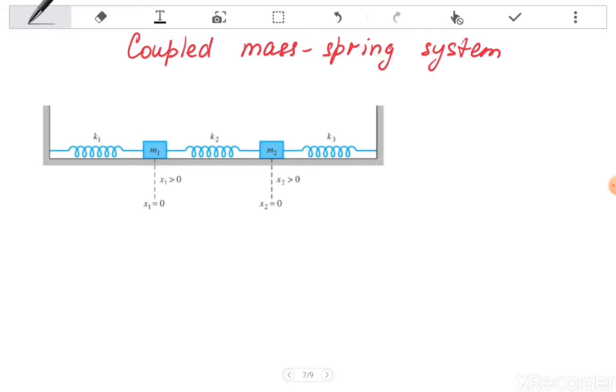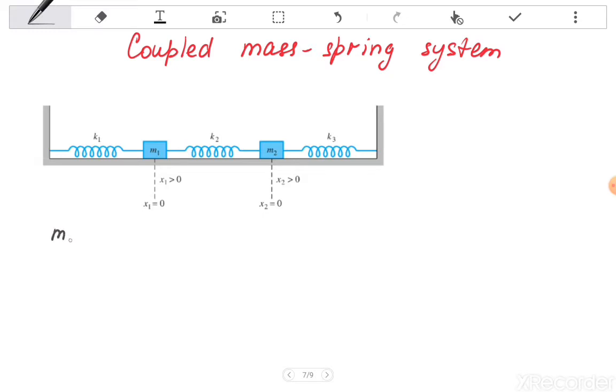So the system consists of two bodies with masses m1 and m2, and these bodies are connected with the springs as it's shown in this picture, with stiffnesses K1, K2 and K3 respectively. So the first thing that we do, we denote by x1 the displacement of m1 at a time t, and x2 the displacement of m2 at a time t. And for the initial values, we assume that x1 at time 0 and x2 at time 0 are both zero.